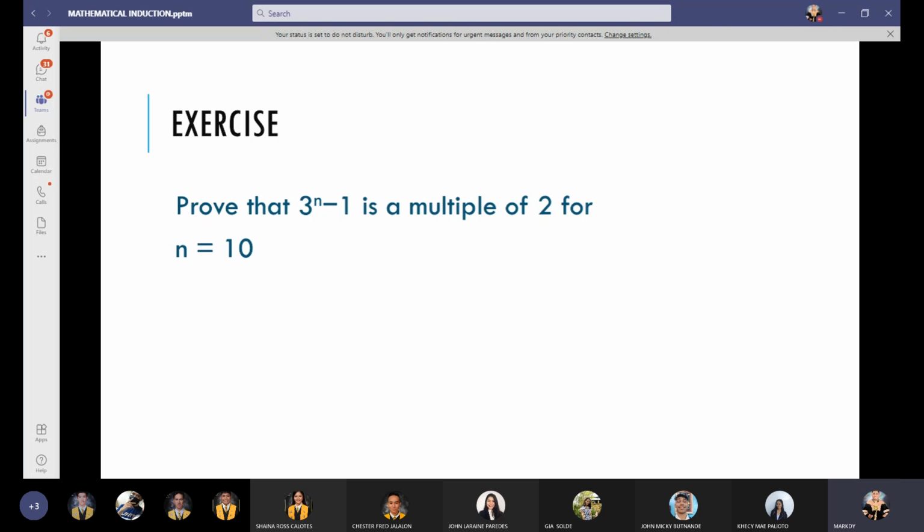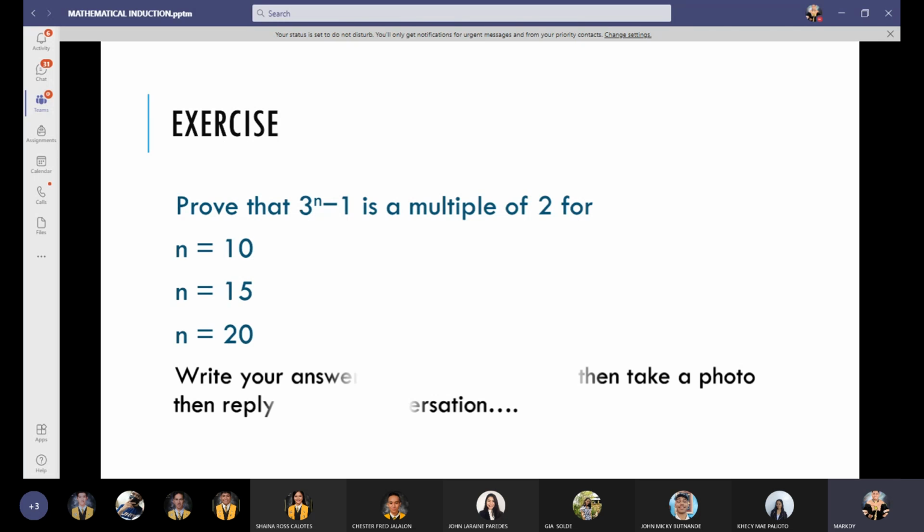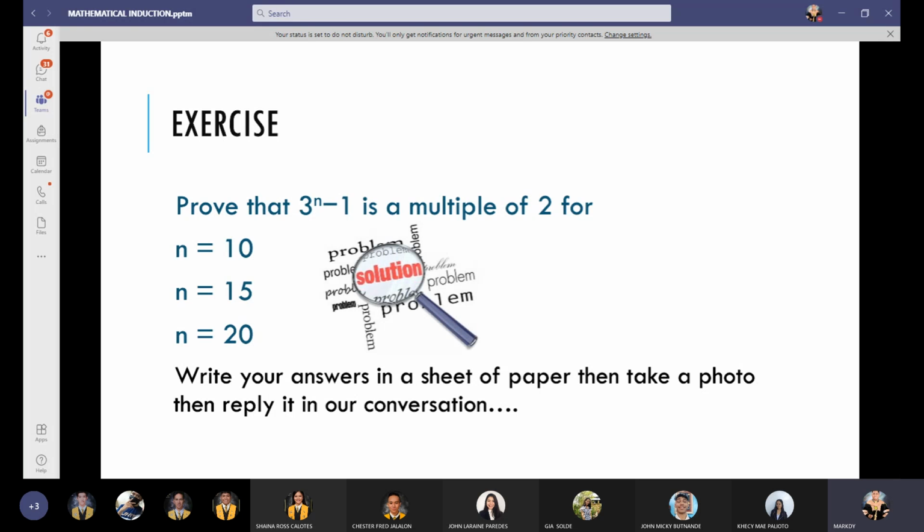After that one, we will have n is equal to 15, n is equal to 20. Then you need to write your answers in a sheet of paper. Then all you have to do is to take a photo, then reply it in our conversation. So I really need your solution. Okay, you may start now.